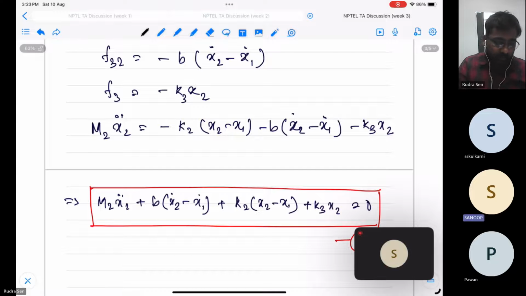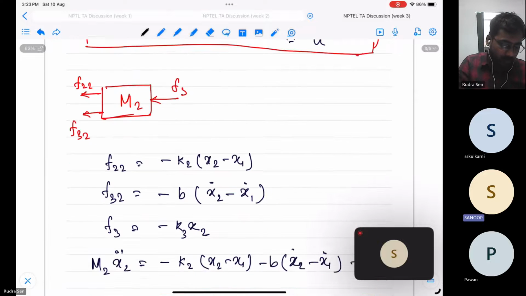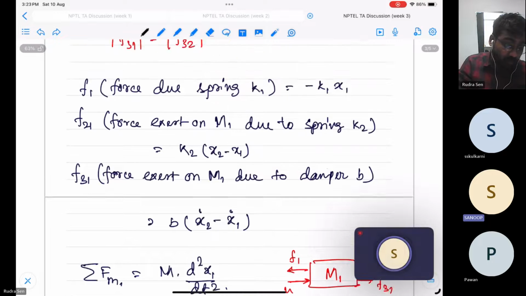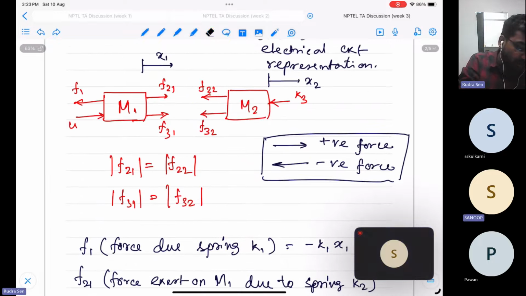Sir, when you were writing in the free body diagram, you have given it as K3 instead of F3, I think. Oh, okay. Yes, it should be F3 actually. Okay.